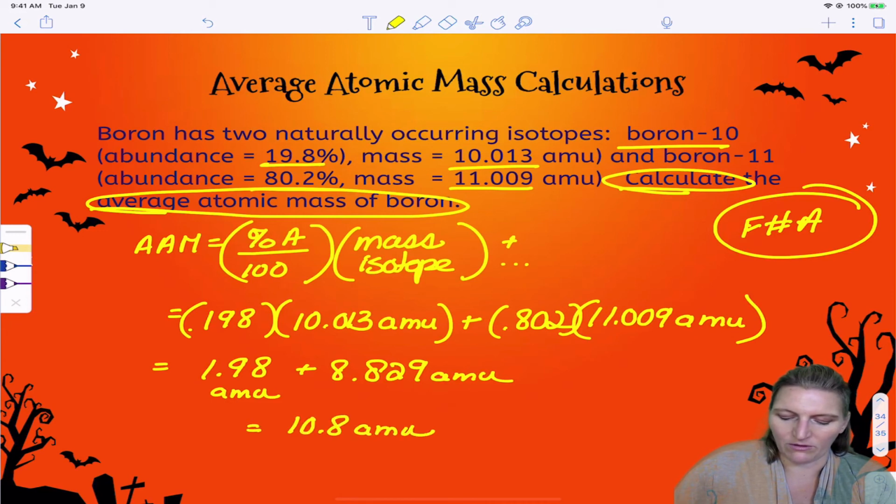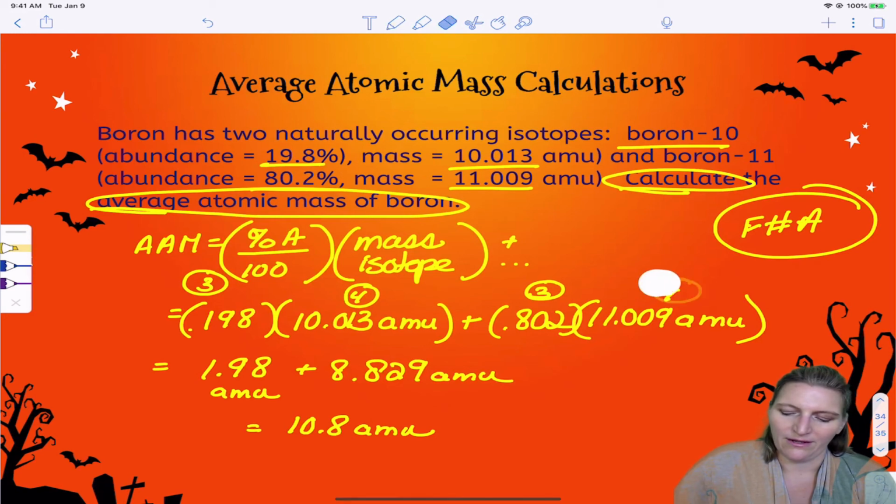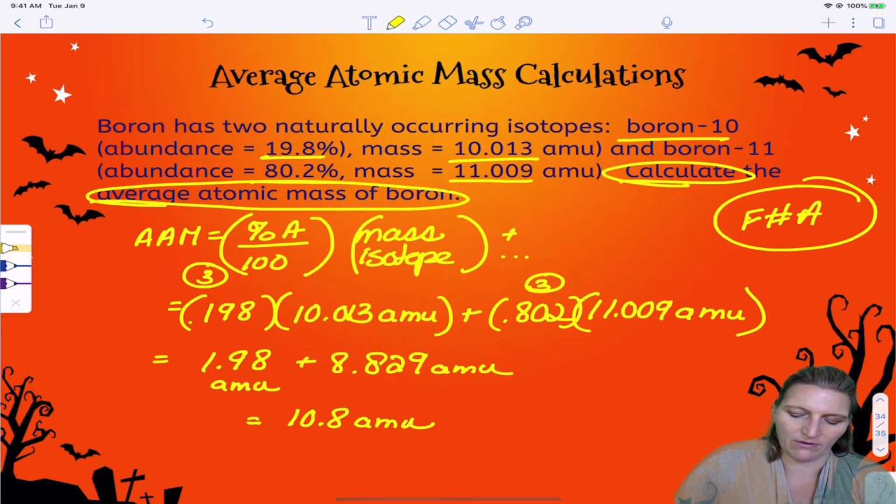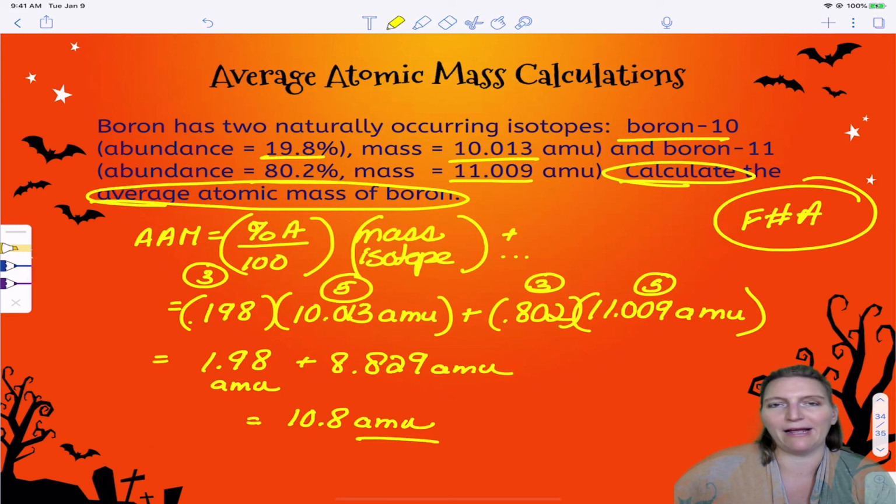10.8 AMU. Again, I'm using the 3 significant figures that are coming from, oh, these are not 4. The 3 significant figures that were coming from the percent. These guys have 5 significant figures actually. So my answer has 3 and I have the units down there.